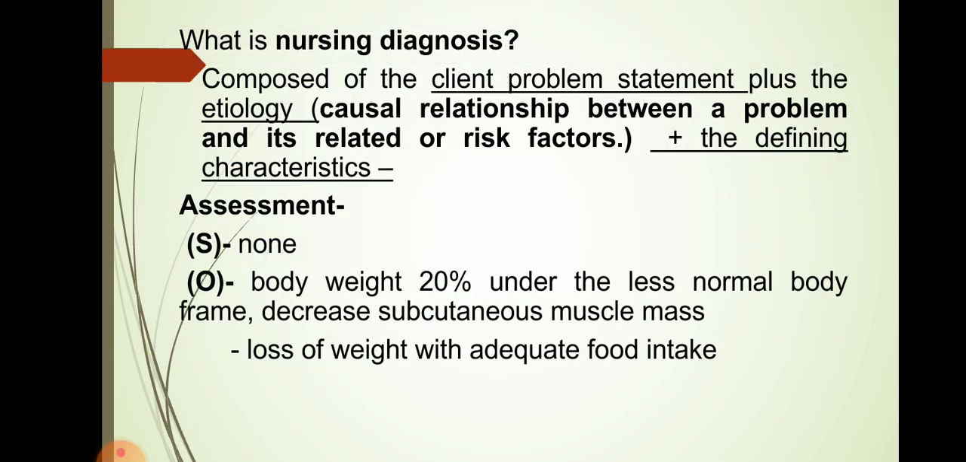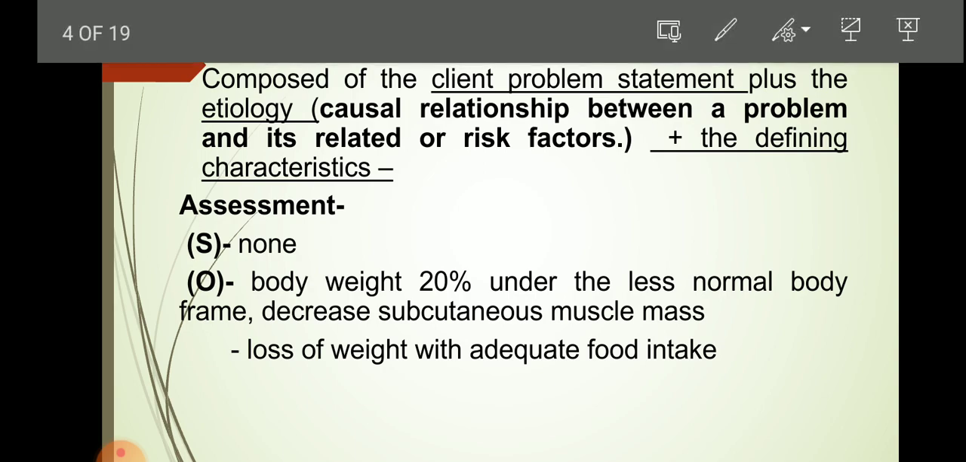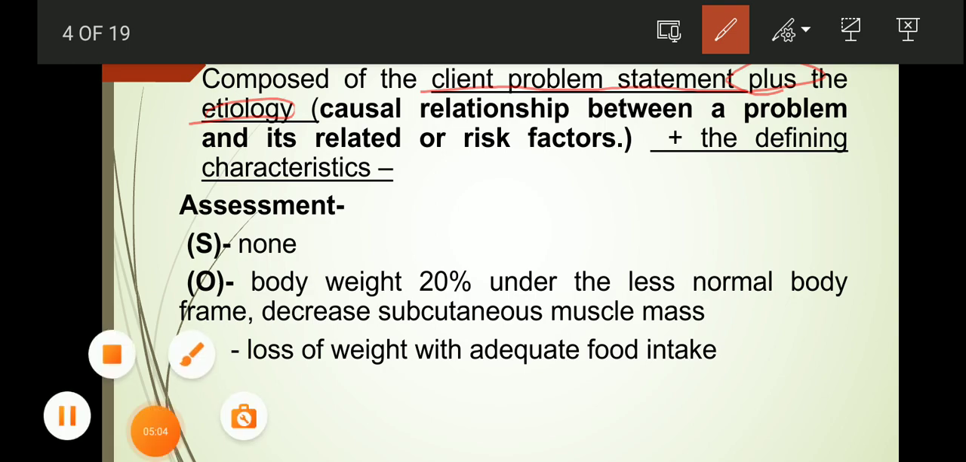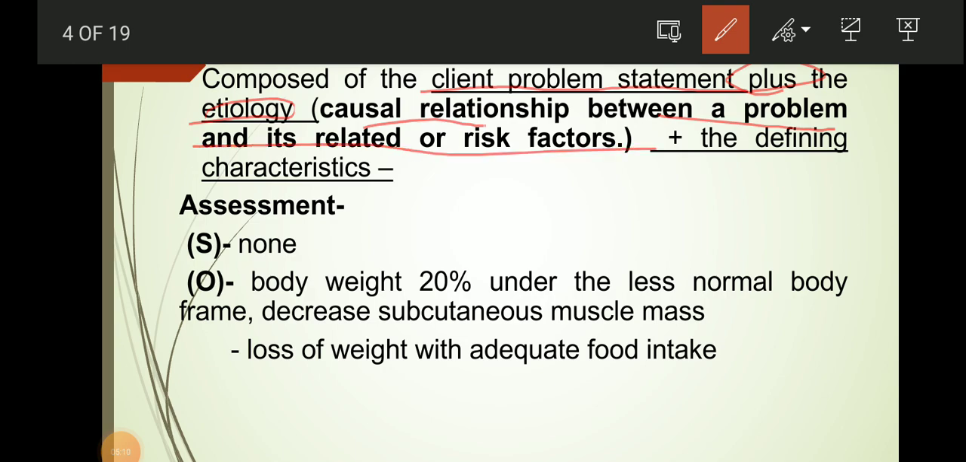Okay, Miss, what is a nursing diagnosis? Actually, guys, you can read it in your book. It is composed of the client problem statement, plus the etiology, or what is etiology? It is the causal relationship between a problem and its related or risk factors, plus the defining characteristics. So that is the format, guys: problem, etiology, and defining characteristics. Let me write it here.